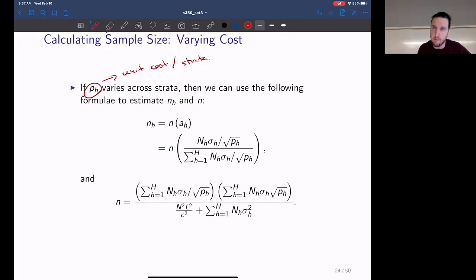Okay, so this is a fairly simple expression, and it's just the proportion of the population within each strata multiplied by the variance within the strata divided by the square root of the cost per observation in each of the strata. Okay, so this is one method that we can use to find optimal sample size and then to allocate the observations into each of the different strata.